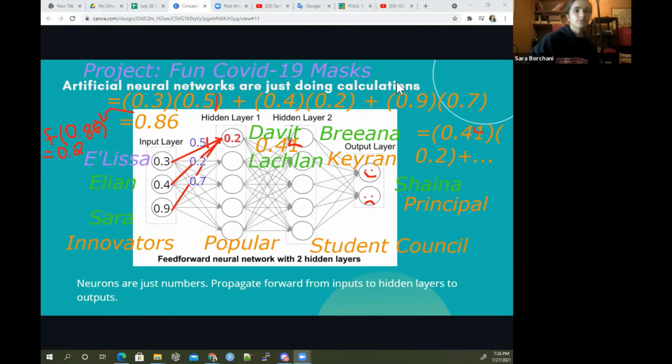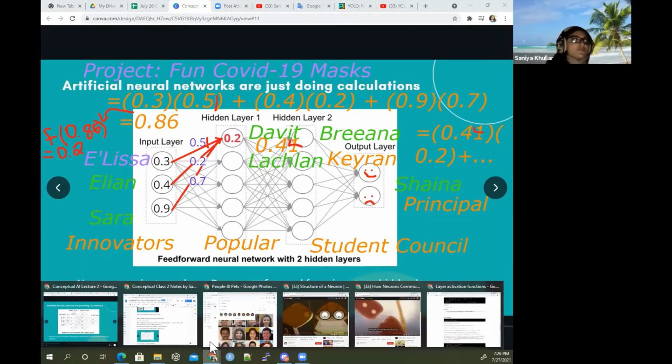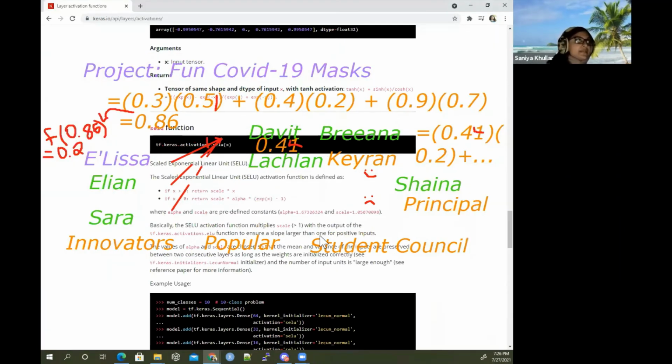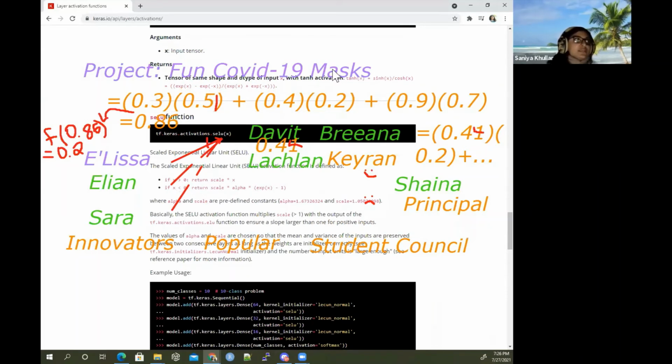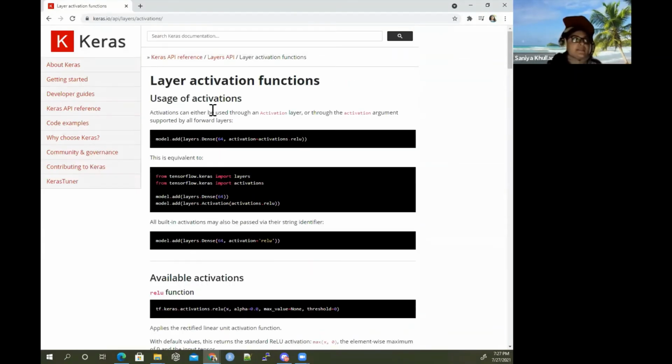Oh, I think you already answered this, but is the function determined by the programmer? Yes. That's sort of why you see there are all these different functions. Is it okay if I clear the slide, guys? Okay, so there are these different functions here that you can decide.